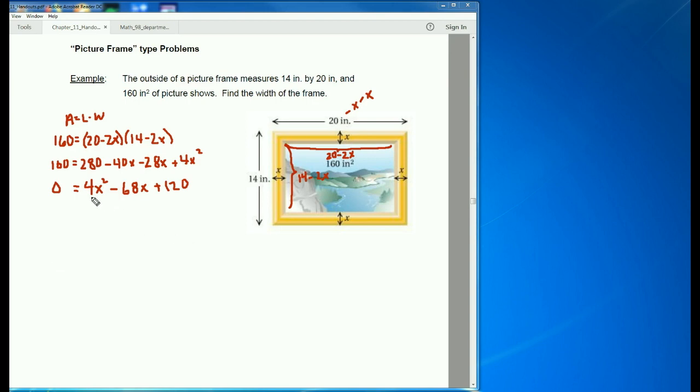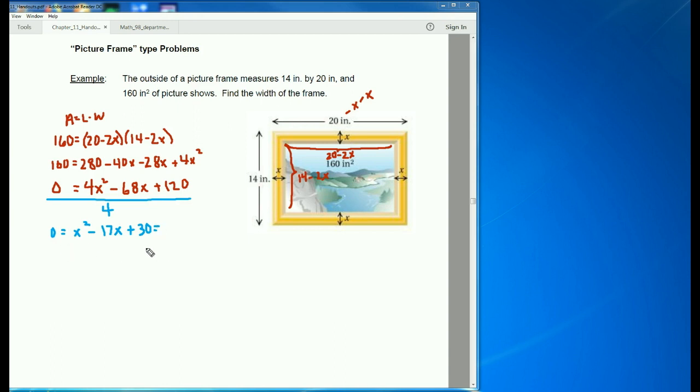If you happen to notice, all of these coefficients are divisible by 4, so it will make our equation a lot easier if we just divide both sides of the equation by 4. So now we're going to have 0 equals x squared minus 17x plus 30 equals 0.